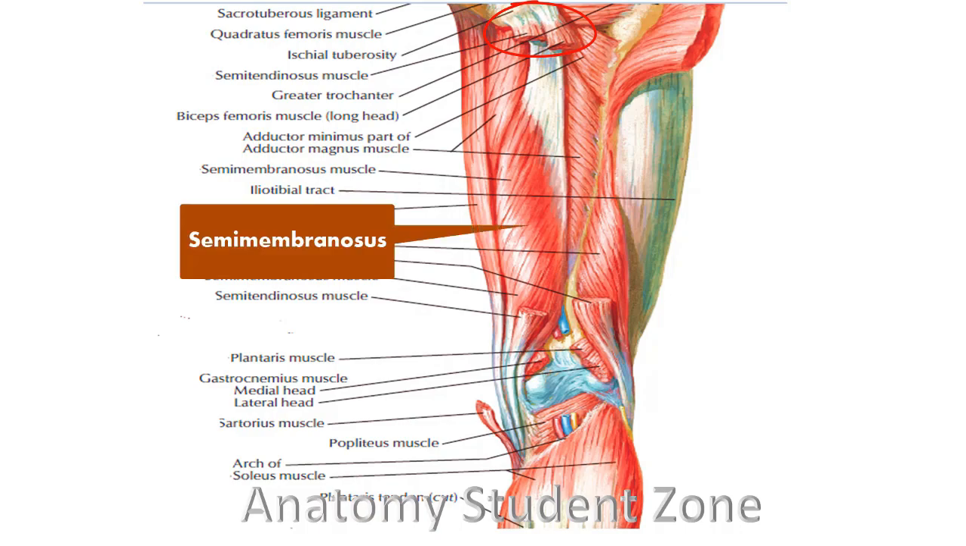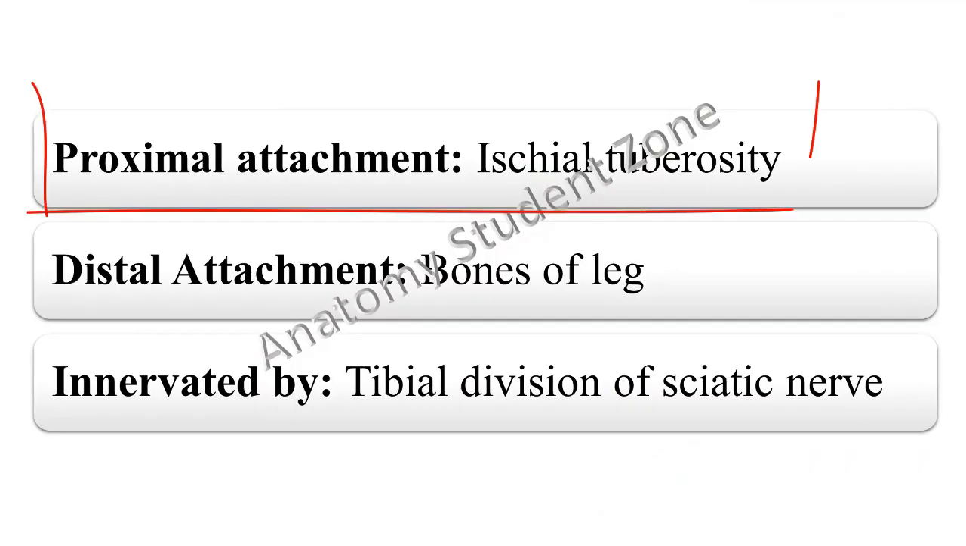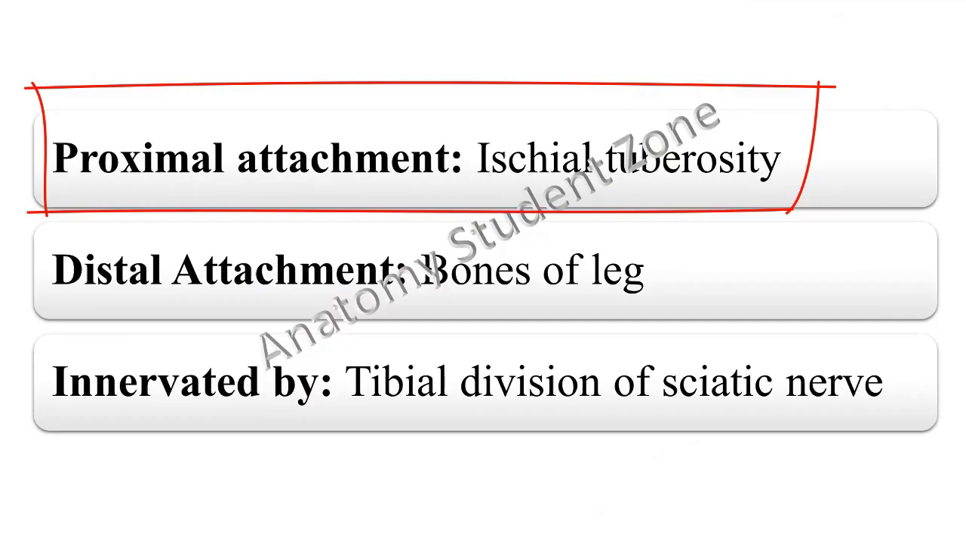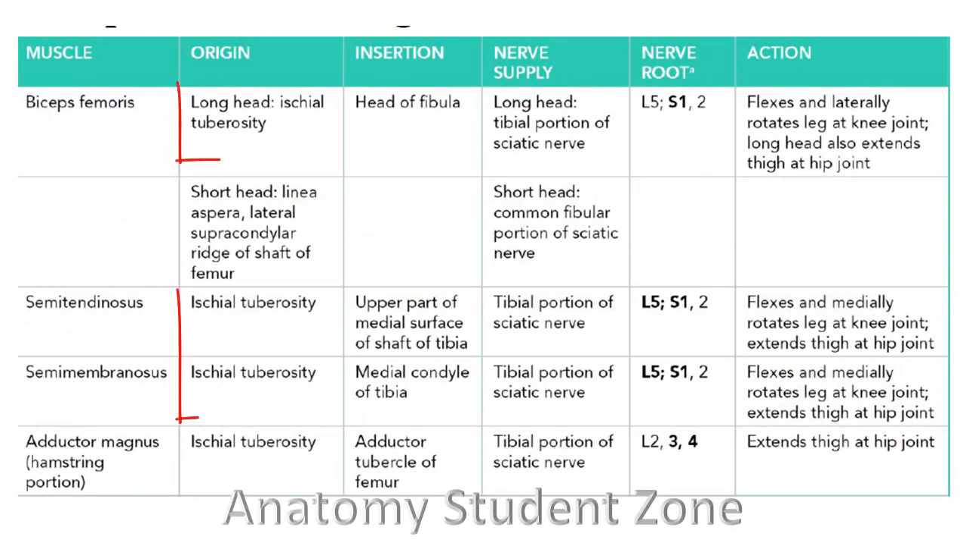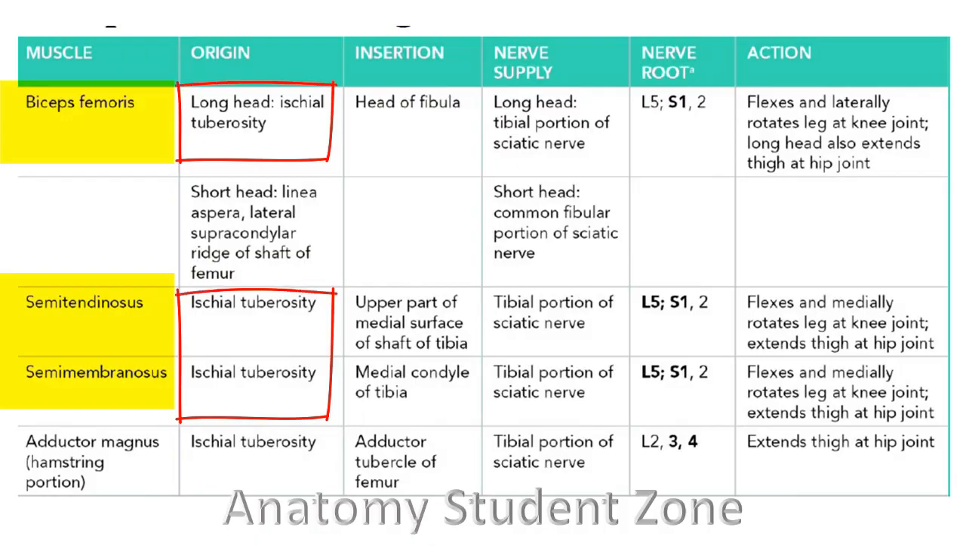So hamstrings have a common origin, that is from the ischial tuberosities. You can see semitendinosus was also originating from the ischial tuberosity. Semimembranosus was also originating from the ischial tuberosity, and the long head of biceps femoris also has the same origin. That's why they are named hamstring muscles.